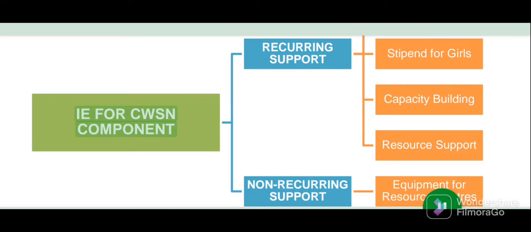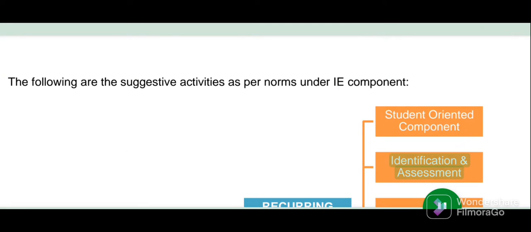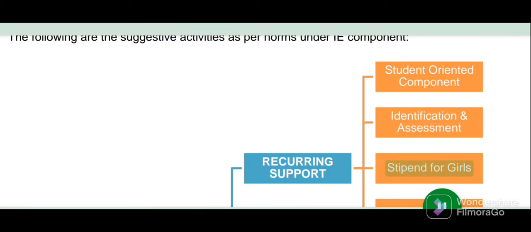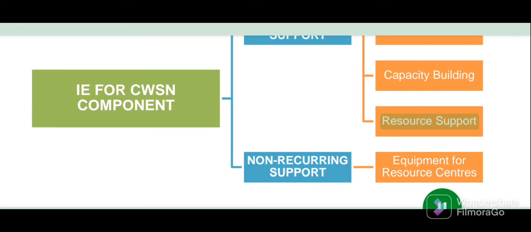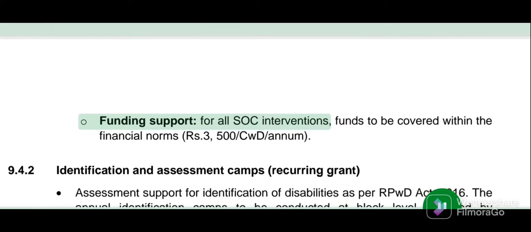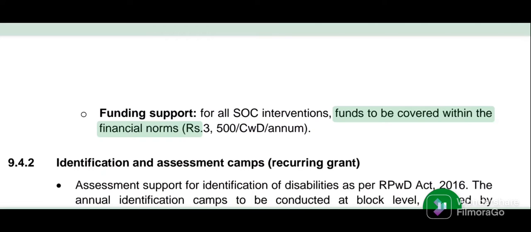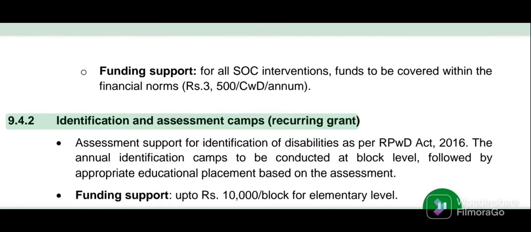IE for CWSN component. Recurring support: Student-oriented component, Identification and assessment, Stipend for girls, Capacity building, Resource support. Non-recurring support: Equipment for resource centers. 146 PAGA. For funding support, for all SOC interventions, funds to be covered within the financial norms as Rs. 500 per CWD per annum.